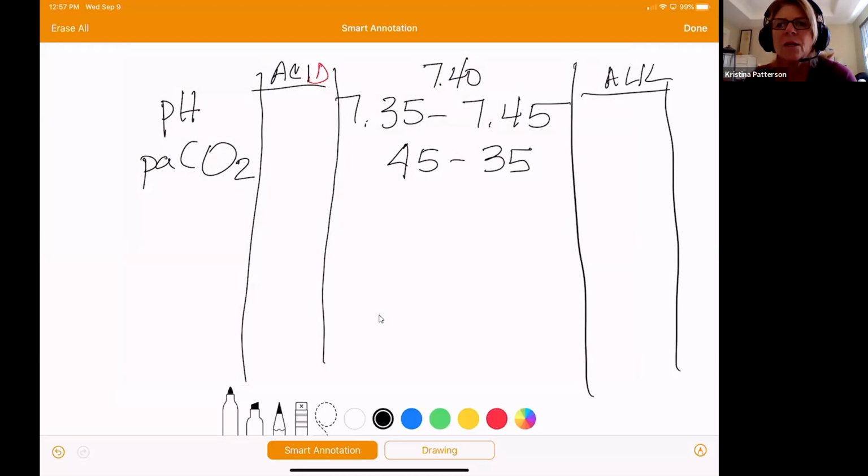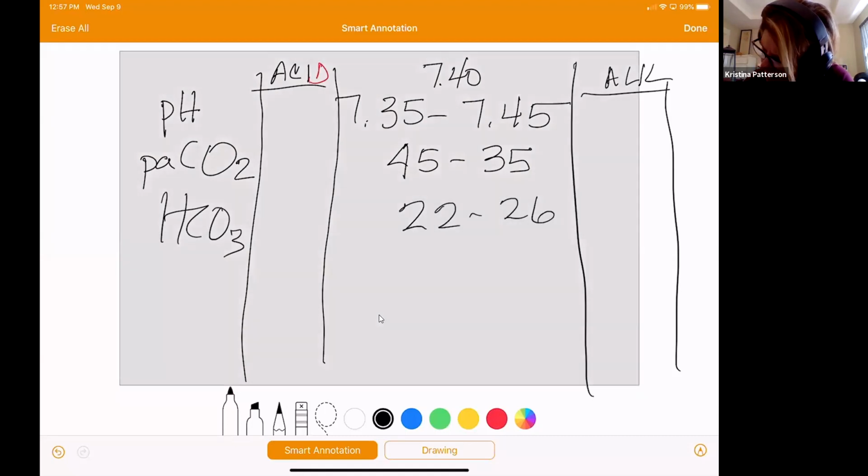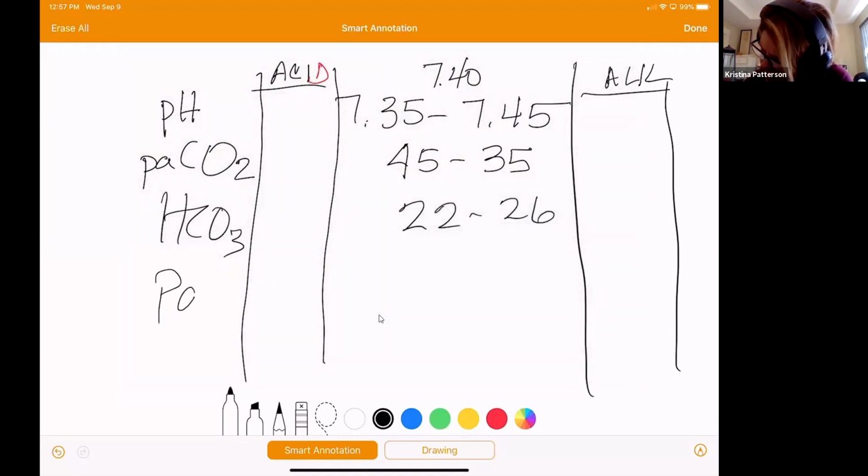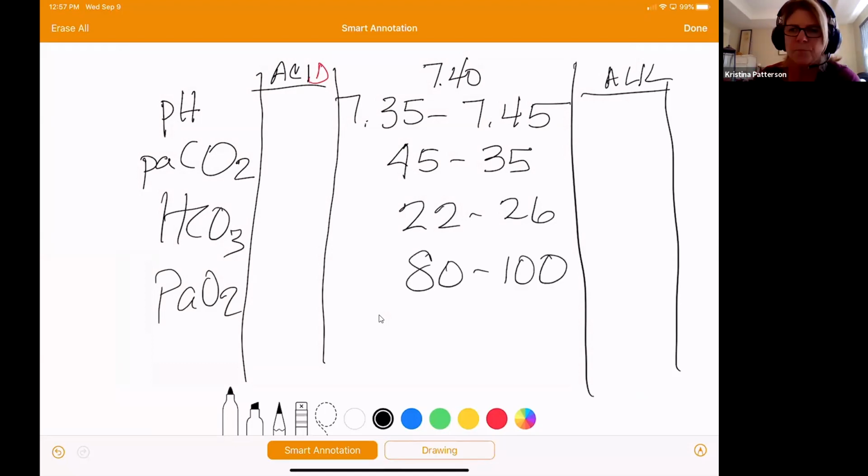Next we have our bicarb, HCO3, and that is 22 to 26. Then we'll always want to be looking at our PaO2, and remember that's 80 to 100. So this is how I draw it out. I'm going to give you a second to draw it out just like this, because all of the things we're going to do from now on, we're going to use this little drawing.